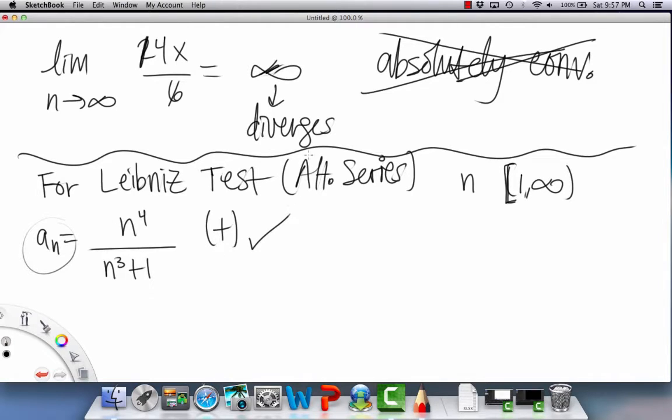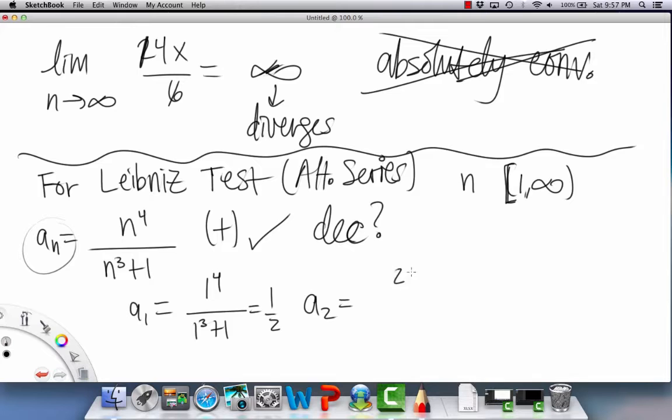So check. And is it decreasing? We have to figure out if that's true or not. So let's plug in some values. Let's start with a1, that's 1 to the fourth over 1 to the third plus 1, that's 1/2. And then we have a2, 2 to the fourth over 2 to the third plus 1. So that would be 16 over 8 plus 1, which is 16 over 9. And that is not less than 1/2, right?